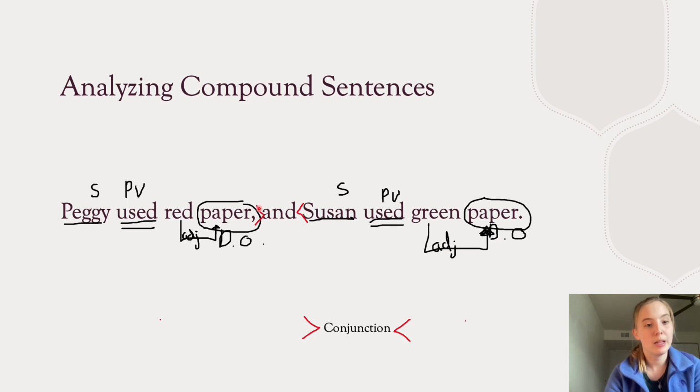I have a comma conjunction. So that means I'm going to have a secondary sentence with its own principal elements, including a subject and a verb. So we have Susan. Susan used. Once again, what did she use? Paper, direct object. What kind of paper? An adjective. We've put angle brackets around that coordinating conjunction.